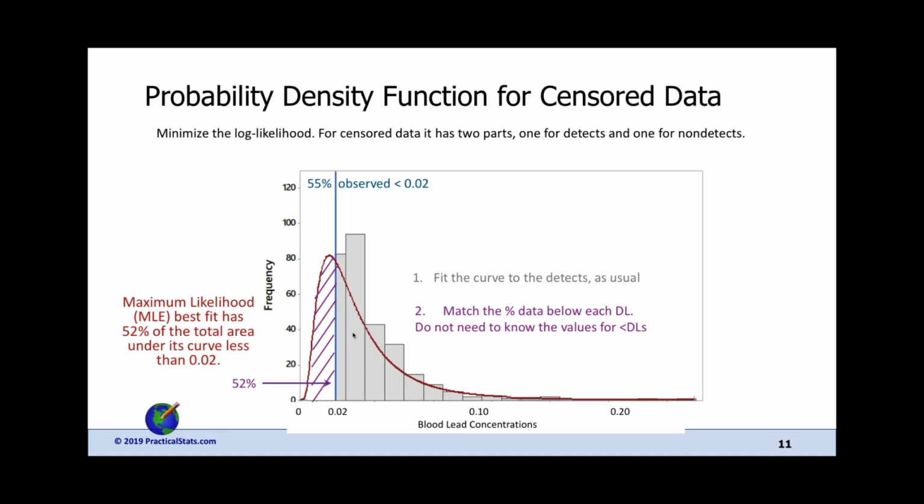And then also it's going to be modifying that curve, moving it back and forth and changing its standard deviation, changing its width in order to get about the same amount of data below 0.02, even though we don't have values for them, so that the area under the curve should be close to 55%. And apparently in this case, the best fit MLE solution had about 52% below 0.02. So those are the pieces of information that are used to come up with a slope and an intercept and a measure of error, standard error, by maximum likelihood that can be used for regression.